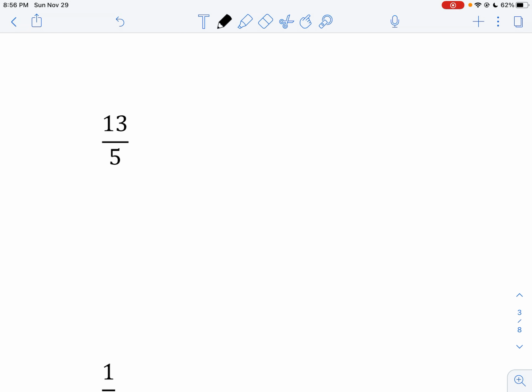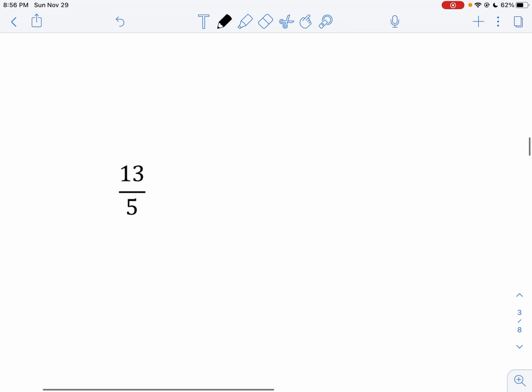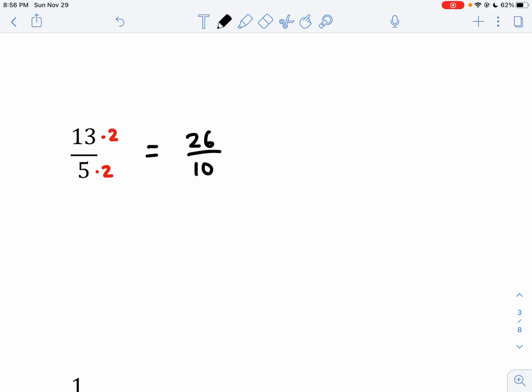Okay, 13/5. We have an improper fraction. That doesn't matter. Is it easy to turn 5 into 10 or a power of 10? The answer is yes. If we double 5, we'll get 10. So I'm going to double top and bottom to write this as 26 tenths, which could be broken down into 20 tenths plus 6 tenths. In other words, 2 plus 6 tenths, so 2.6.